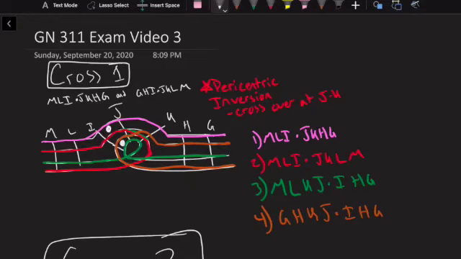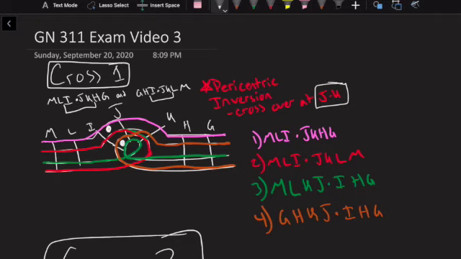Today we're going to be discussing chromosomal aberrations. Specifically, this first cross will be a pericentric inversion because we're going to be flipping these alleles J, K, and I across the centromere. Since they're flipped across the centromere, that's going to be pericentric. If they were just flipped on one side of the centromere, it'd be paracentric. And we're also going to be crossing over at this JK region.